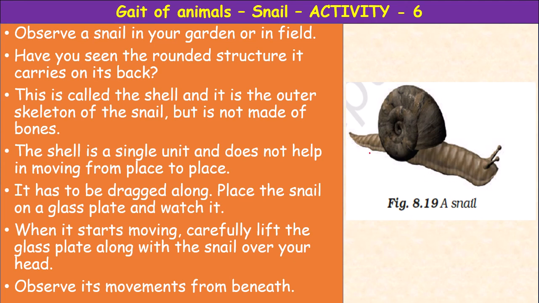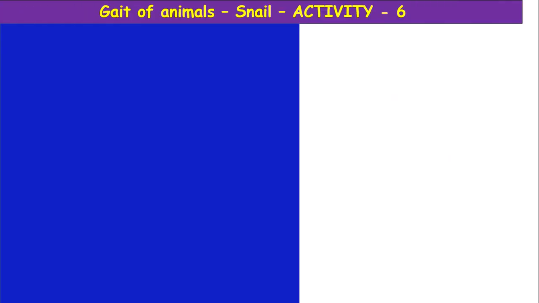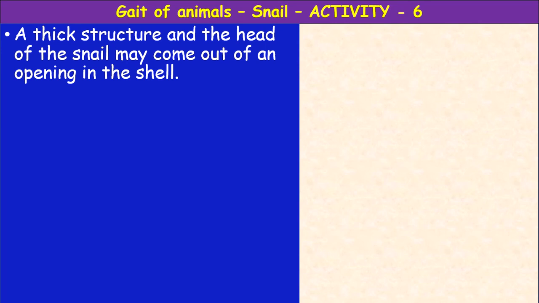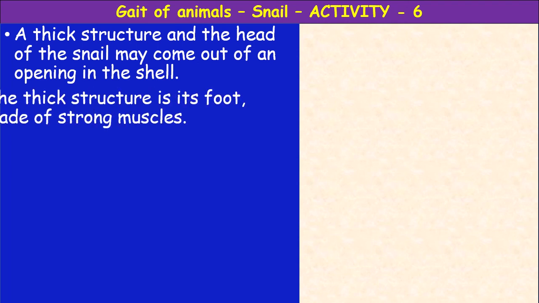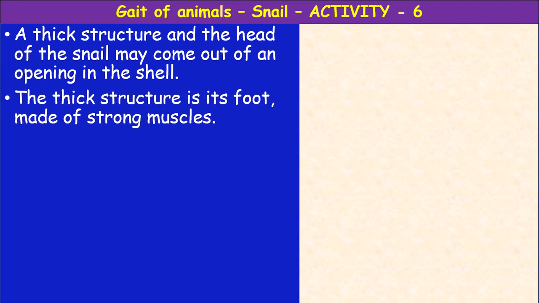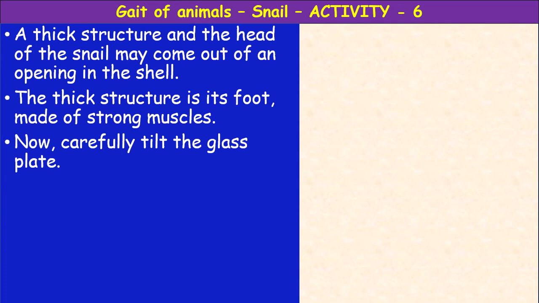In order to observe the snail movement, you keep the snail on a transparent glass plate and you lift it over your head and try to observe the movement. So a thick structure and the head of the snail may come out of an opening in the shell. The thick structure is its foot, that is made of strong muscles, muscular foot. It helps in the movement of a snail. It plays a very important role in the movement of a snail.